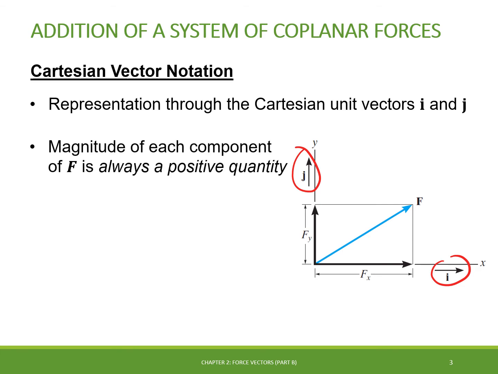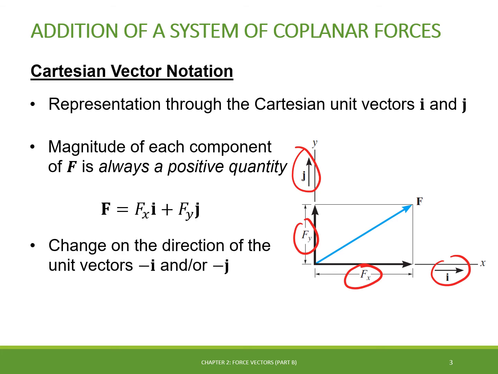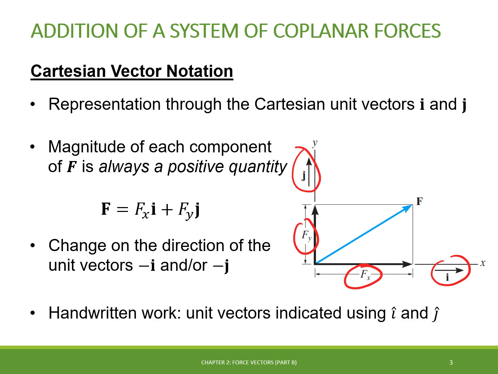Since the magnitudes of the components of F, which are Fx and Fy, are always positive scalars, then we can express F as a Cartesian vector according to this equation. In this notation, components pointing towards the negative x and the negative y directions will always have a change only in the direction of the unit vector, being expressed by -i and -j. Also, it's important to mention that for handwritten work, unit vectors are usually indicated using a hat sign on the top of the letter.